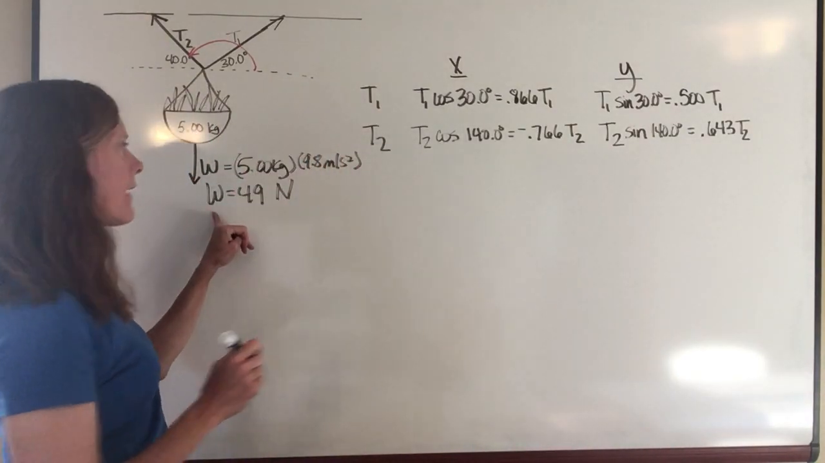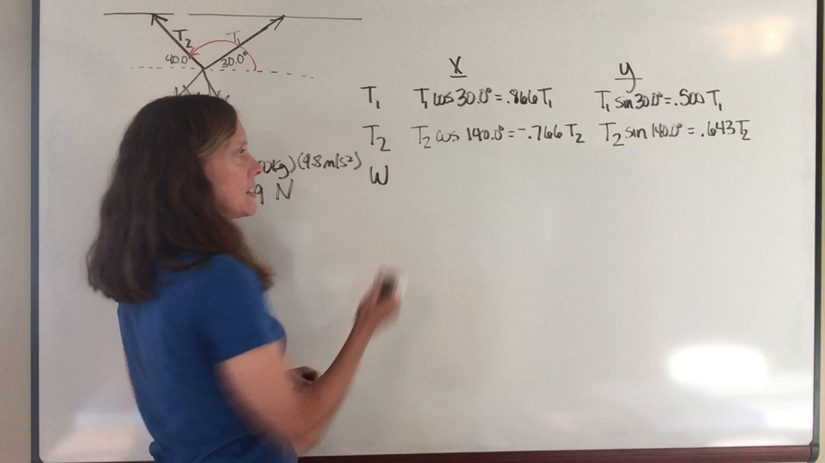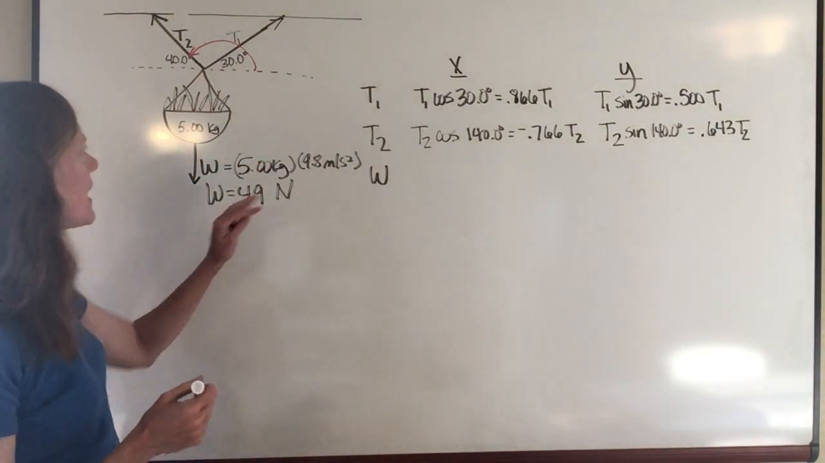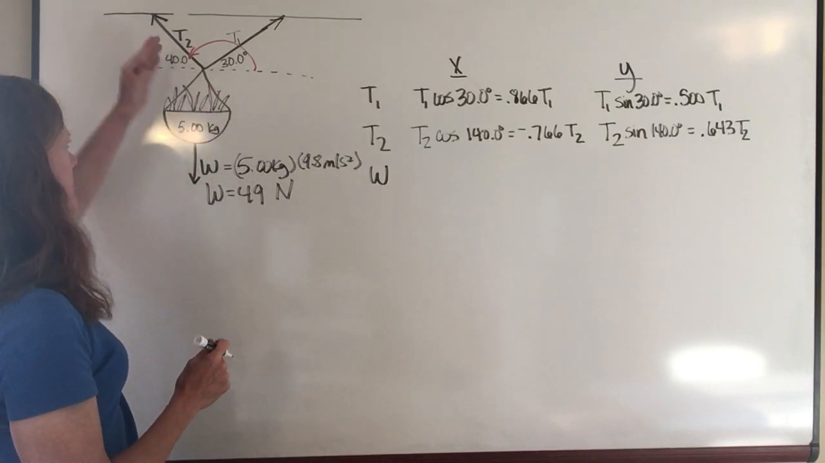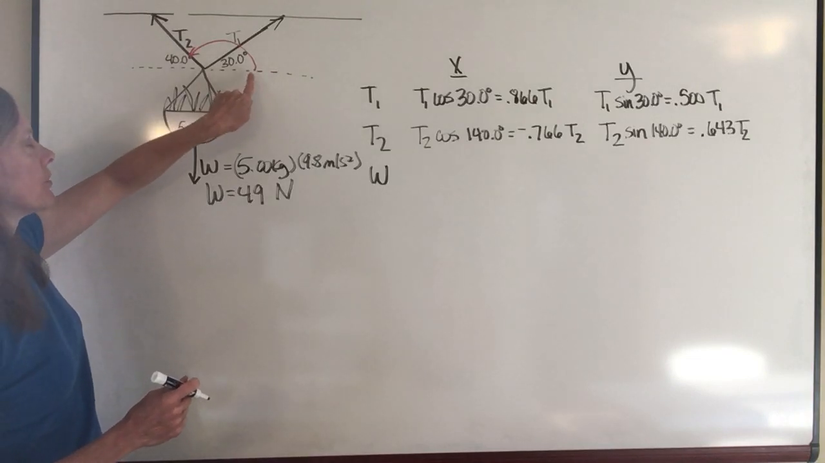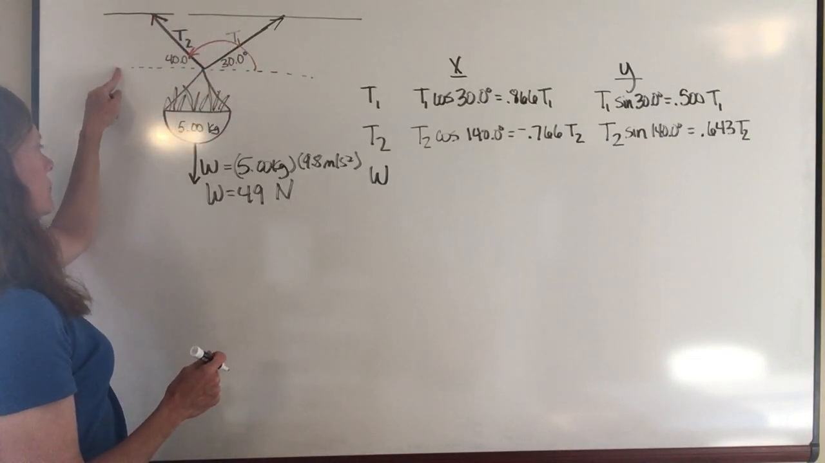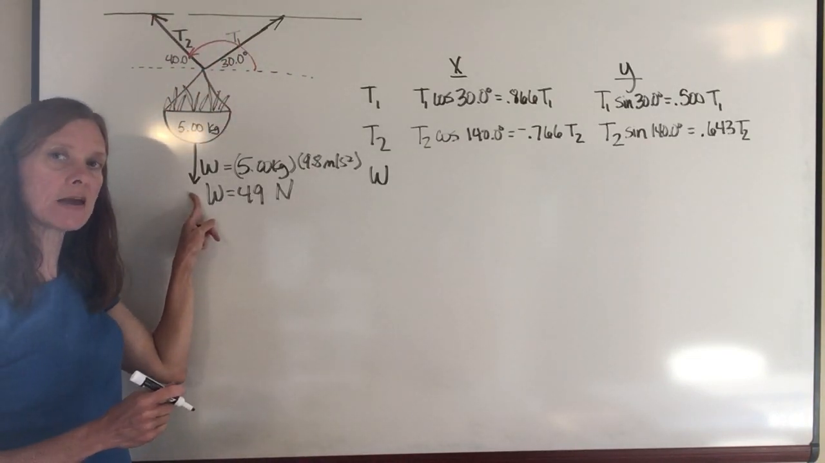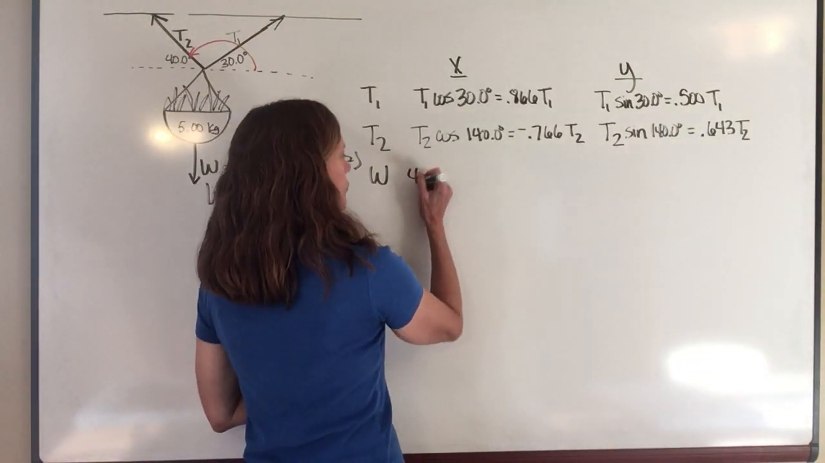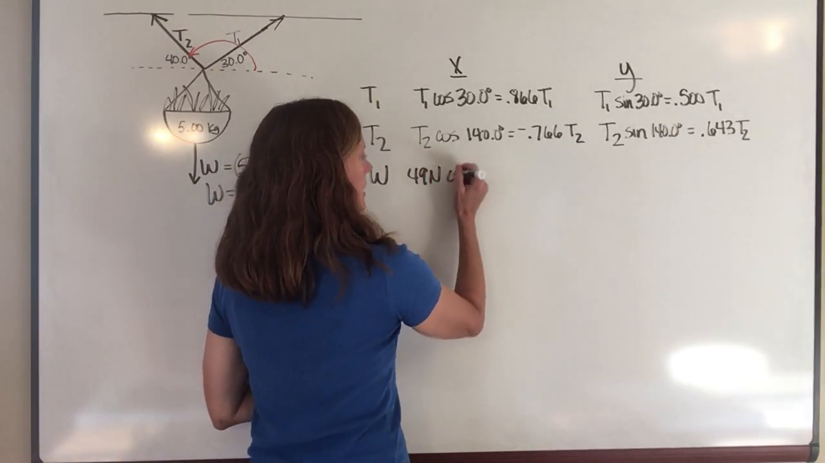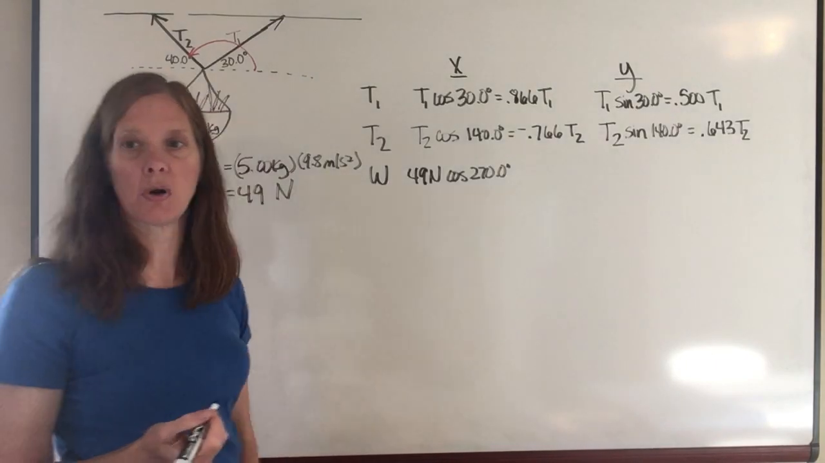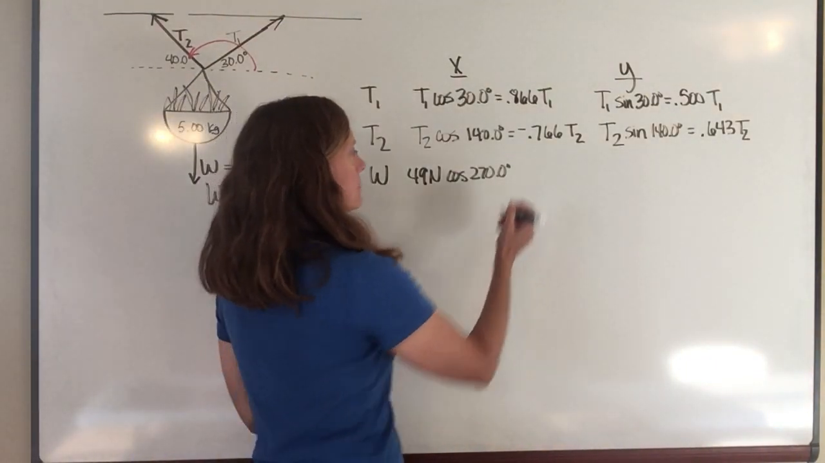Now I'm also going to have the component of the weight. I have to break that down into x and y components. And once again, I have to define this angle going straight down from the positive x-axis. So if I start here, 90, 180, 270 is the angle that goes straight down. Okay, so this is going to be 49 newtons times the cosine of 270 degrees. Well, the cosine of 270 degrees is 0.